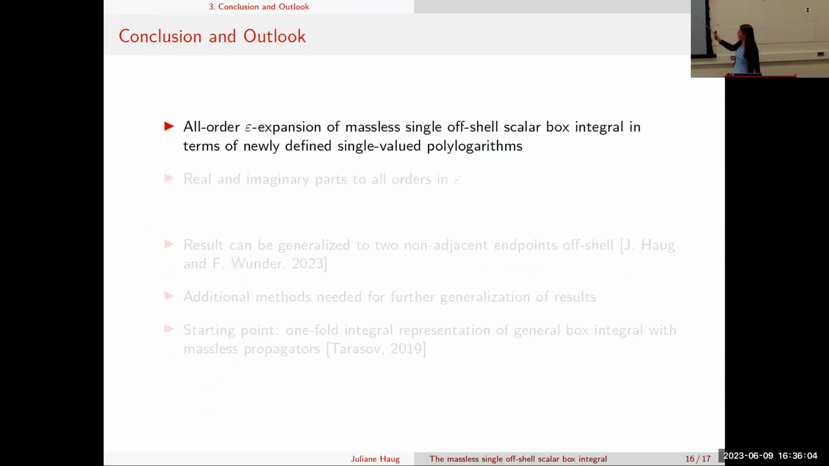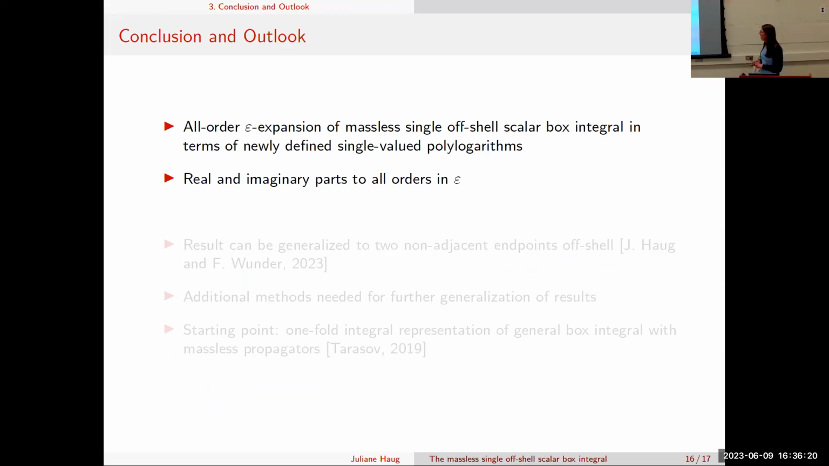Okay, and with this, I've arrived at the end of my talk. So we've established an all order epsilon expansion of the massless single off-shell scalar box integral in terms of these newly introduced single value polylogarithms. Real and imaginary parts are given to all orders in epsilon, and our result is easy to use and hopefully quite user-friendly.